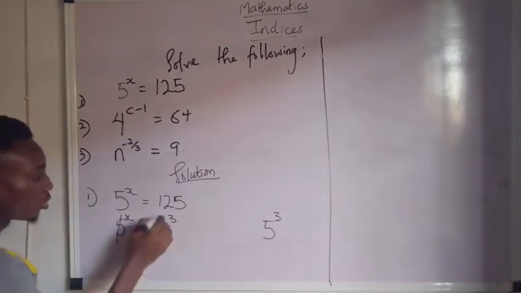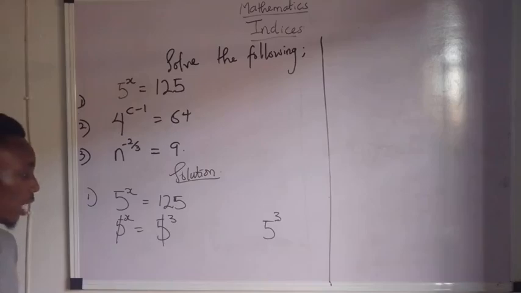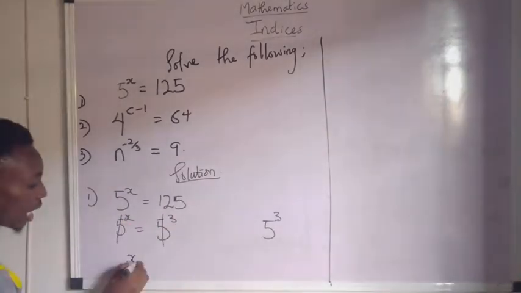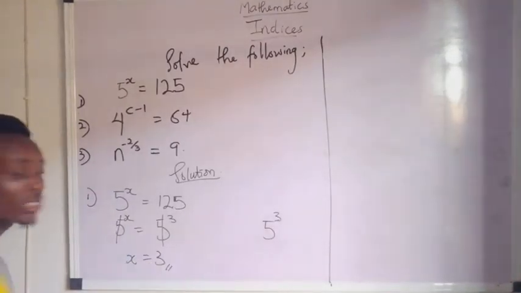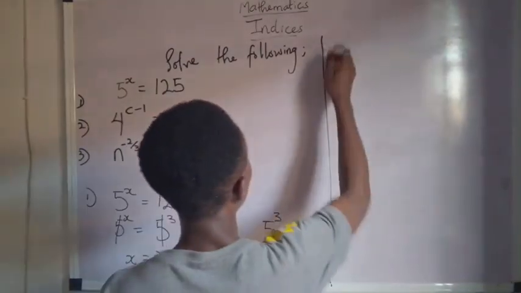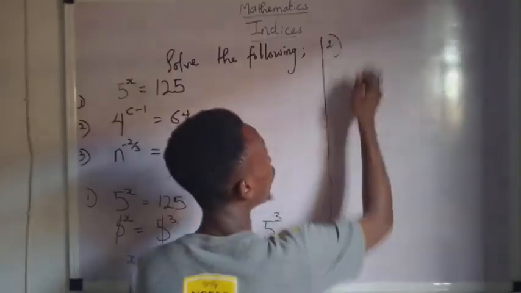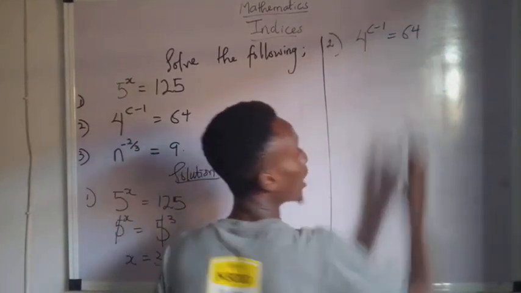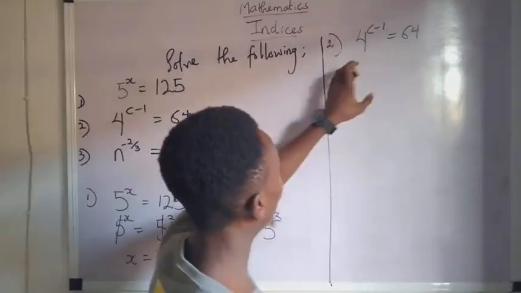Are you following now? Then we bring what is up here down. Then you have x is equals to 3. That's it. It's that simple. Now, looking at the second question, also very easy. Is equals to 64. Like I said, the same base number now.